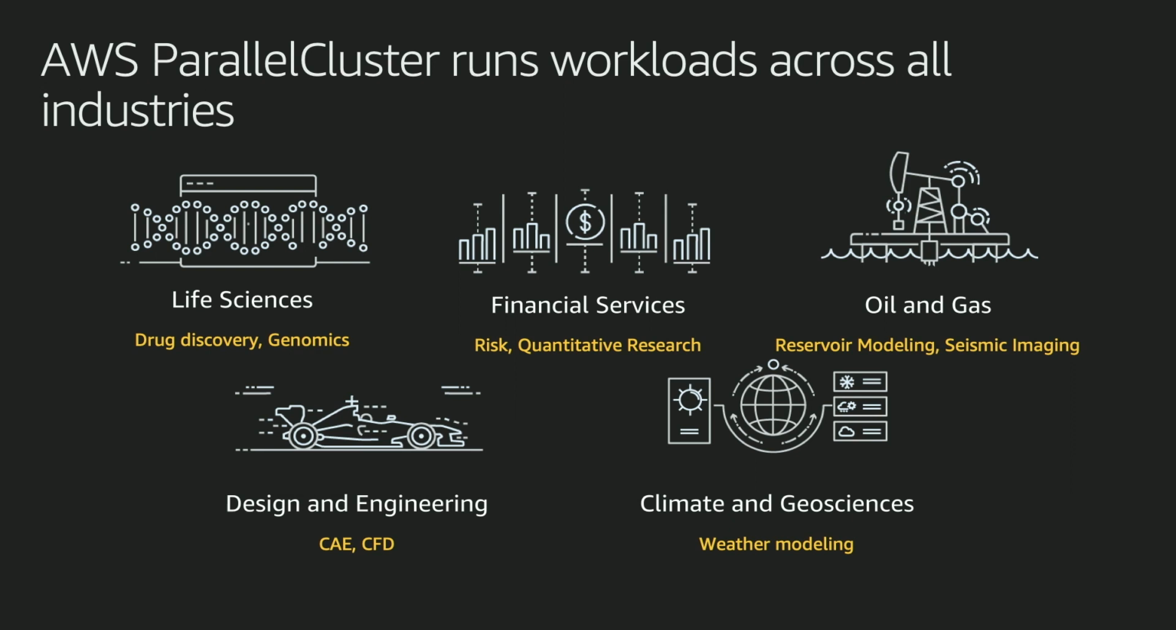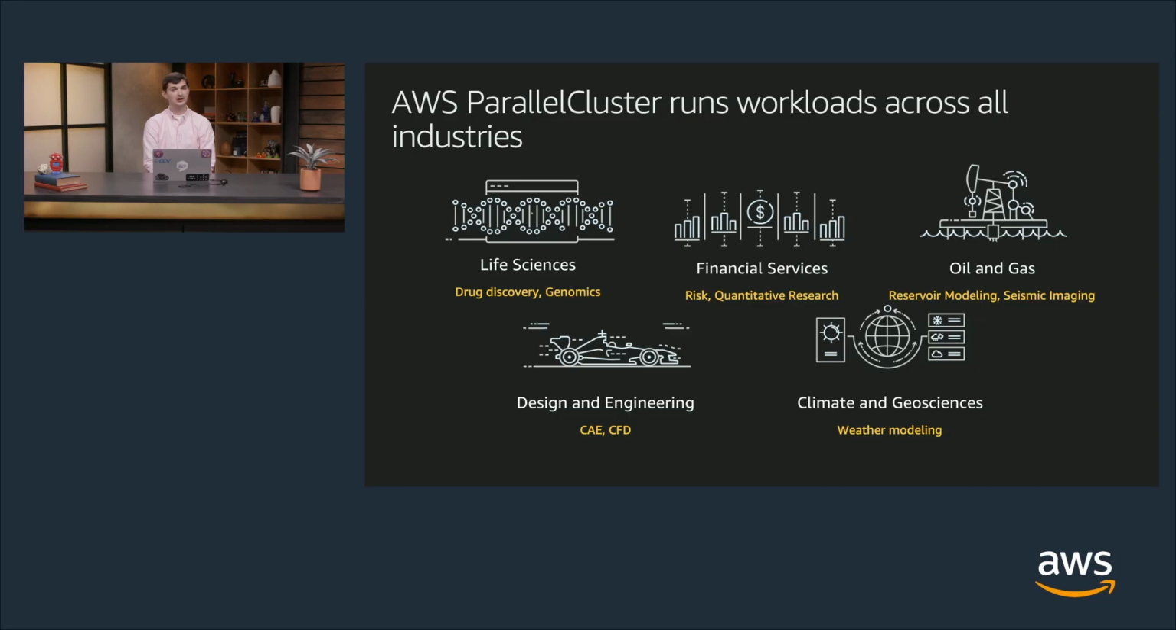Because of its flexibility and depth, we've seen customers across a wide number of industries find success in using AWS ParallelCluster. That includes life sciences, where a number of customers have run applications ranging from drug discovery, genomics, and cancer research. Financial services, where we have customers running financial risk simulations and quantitative trading algorithms. Oil and gas, with customers running reservoir modeling and seismic imaging. Design and engineering, with computer-aided engineering and computational fluid dynamics. And even climate and geosciences, with weather forecasting and climate modeling.